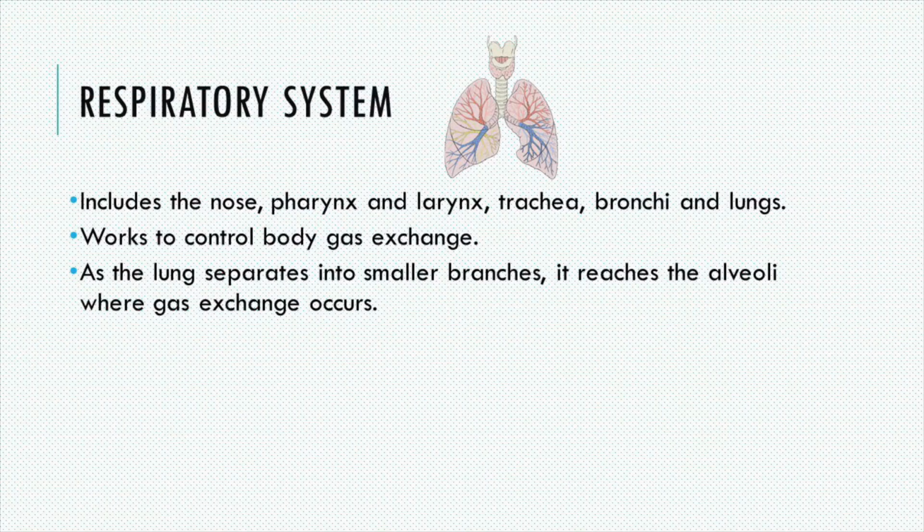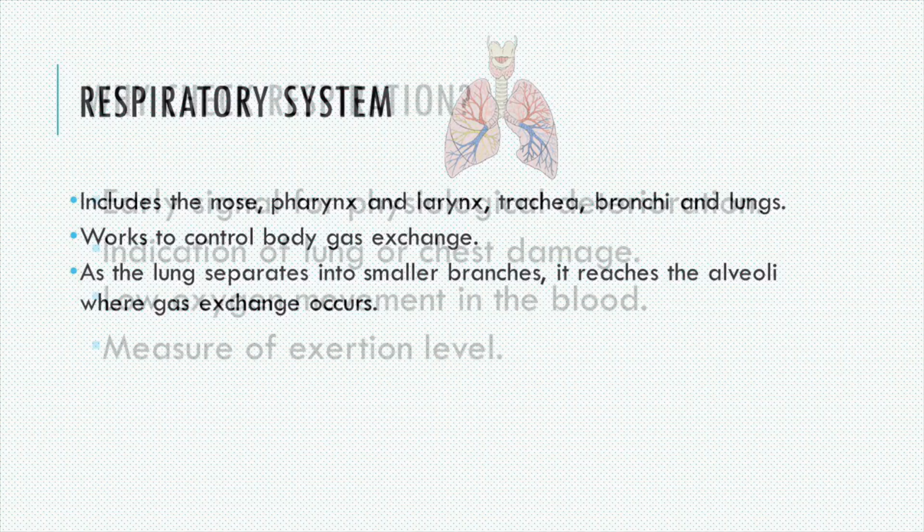The respiratory system consists of the nose, pharynx, larynx, trachea, bronchi, and lungs. Before air reaches the lungs, it is split into right and left bronchi that enter the right and left lungs respectively. These bronchi continue to split until air reaches small sacs called alveoli, where gas exchange occurs.